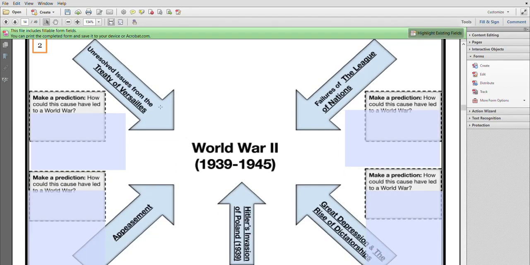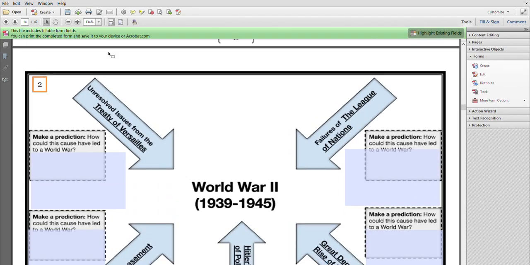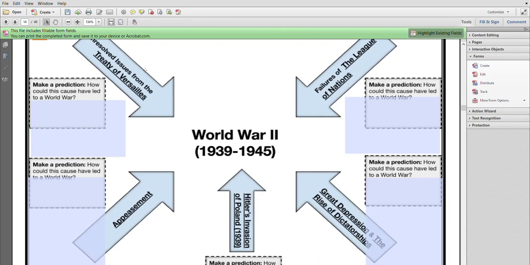Down here, we're going to make some predictions. On page 14, unresolved issues from the Treaty of Versailles. So make predictions. How could this cause have led to a world war? Based on what you know about the Treaty of Versailles, how could that have led to a world war? Appeasement. How could this have been a cause that led to World War II?